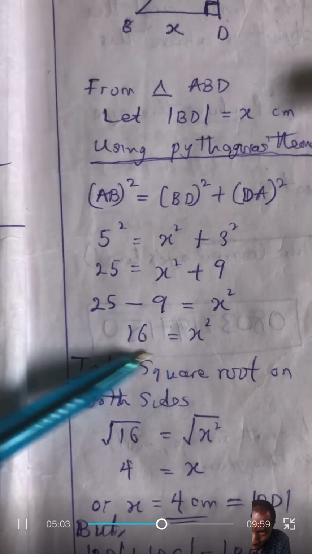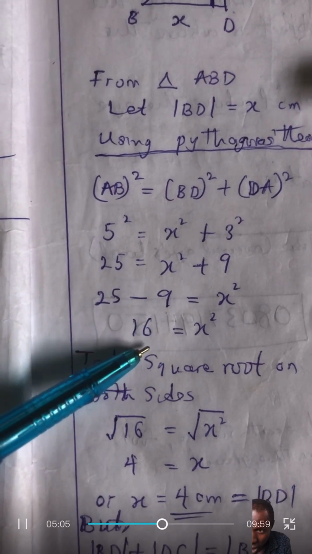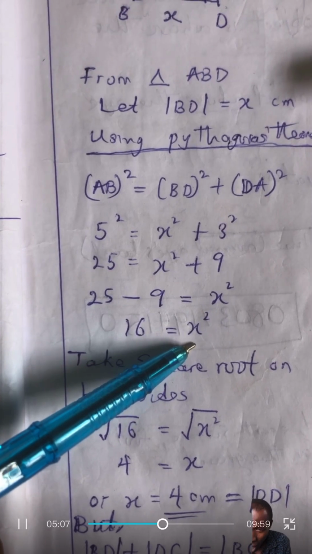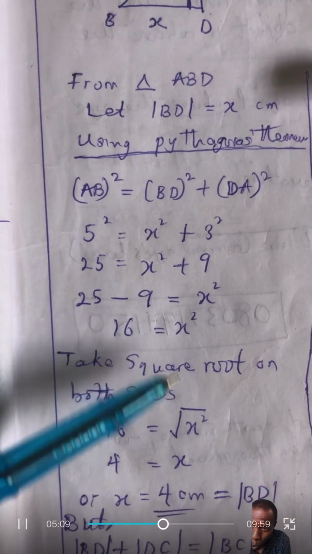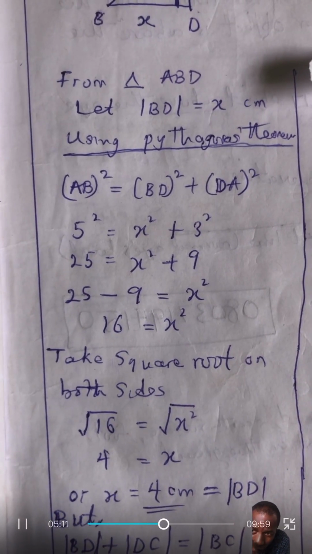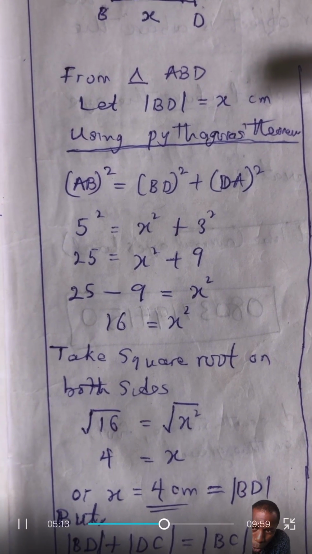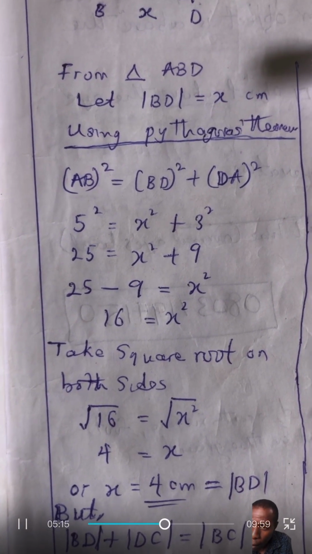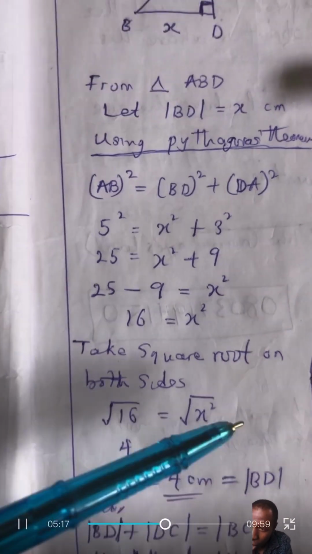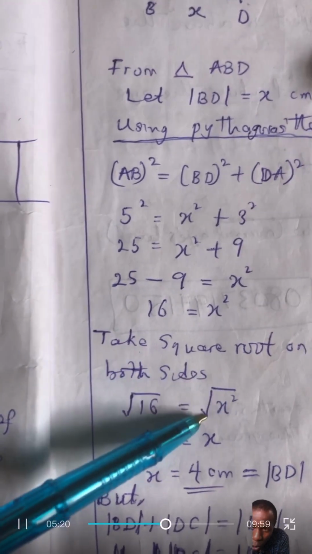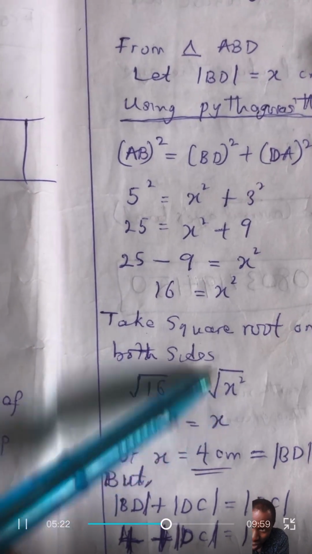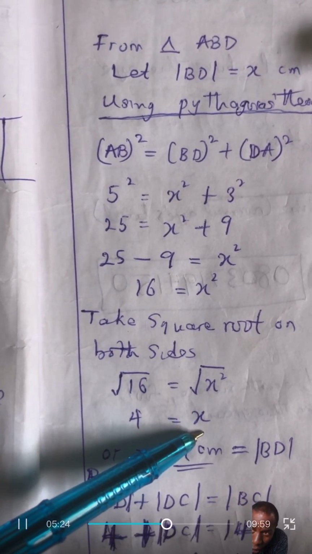And when you take away 9 from 25, you have 16, giving us x squared. All right. And I told you then that to find the value of x, since that x carries a square, you need to cancel that square by taking the square root on both sides. So square root on 16, square root on x squared. That square root will cancel the square. We are left with x. And that's what I'm looking for, the unknown side, BD.